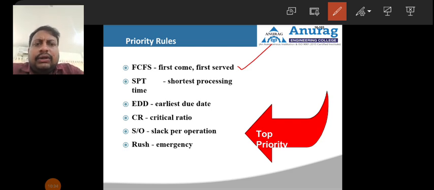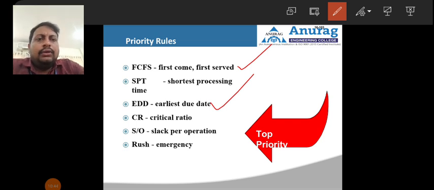Another important priority rule is earliest due date, the third one. The order whose due date is earlier gets the priority. For example, orders may be delivered on Monday morning, afternoon and evening, then Tuesday, Thursday, Saturday, and so on. So in this scheduling policy, the earlier due date will be considered first.